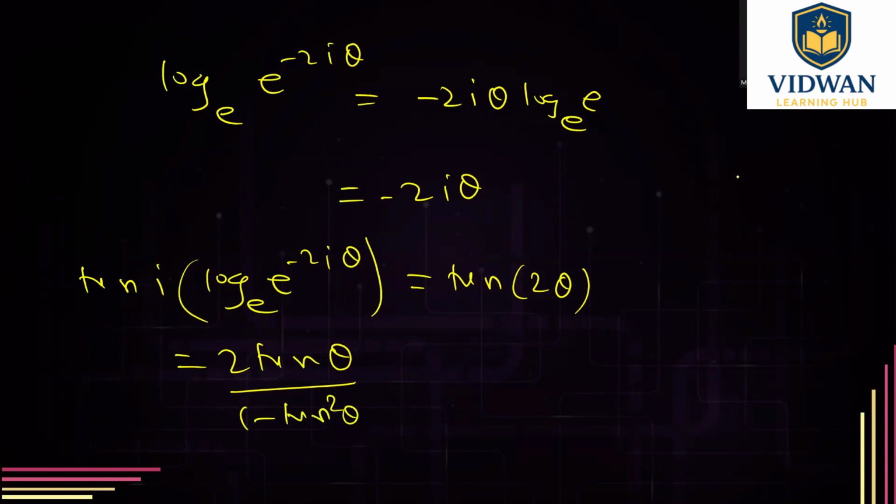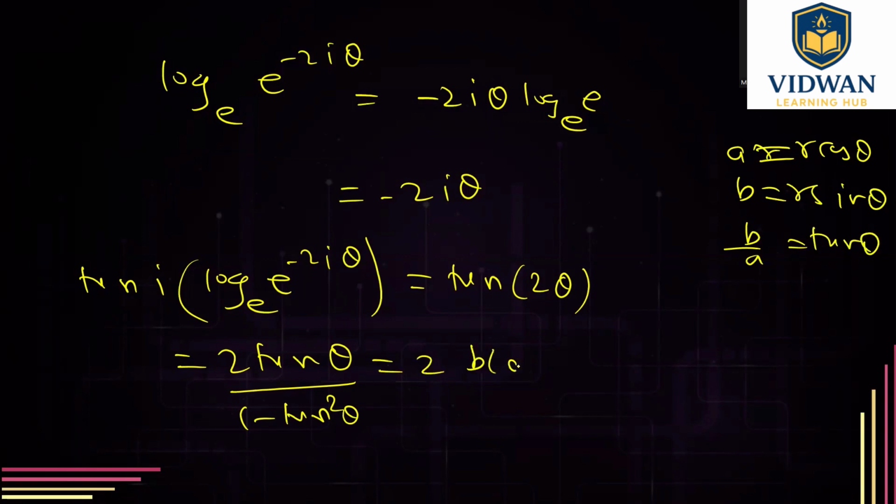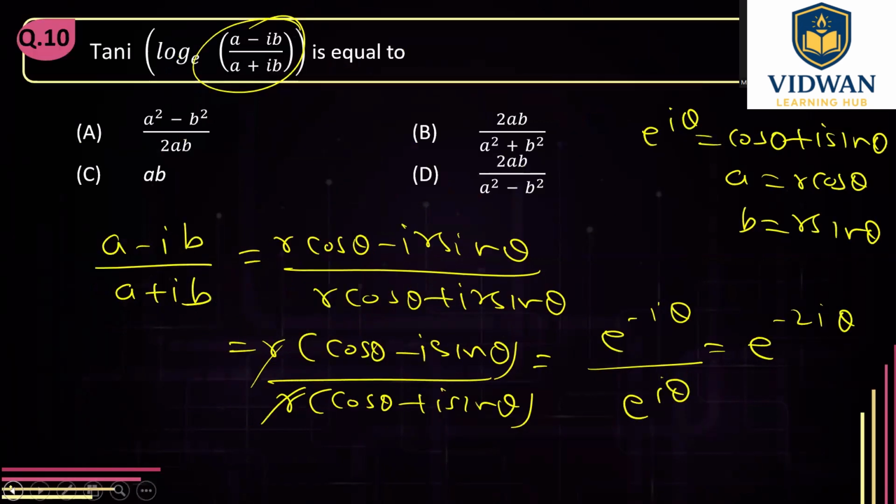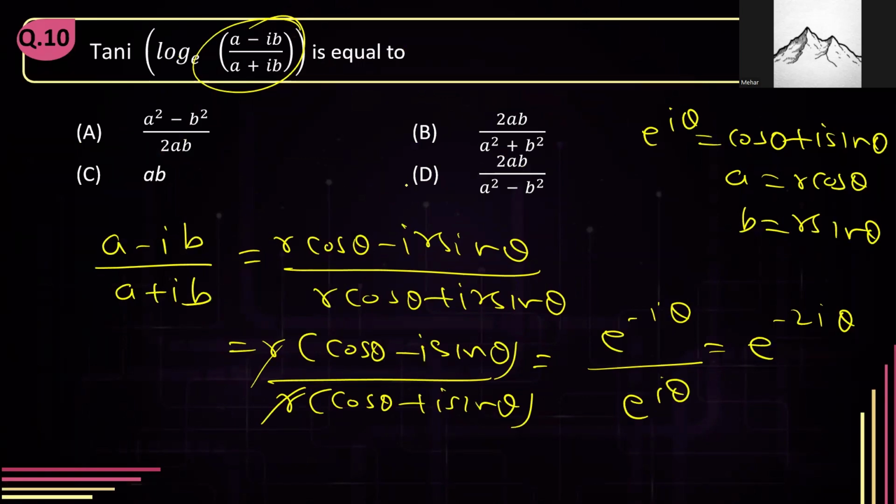Since you have assumed that a is r cos theta and b is r sin theta, by dividing these two, we can see that tan theta is b by a. So putting tan theta as b by a here, this would be 2 times b by a divided by 1 minus b square by a square. On simplifying, this would reduce to 2ab by (a square minus b square). Now let us look at the options. Clearly you can see that option D is the right answer for this.